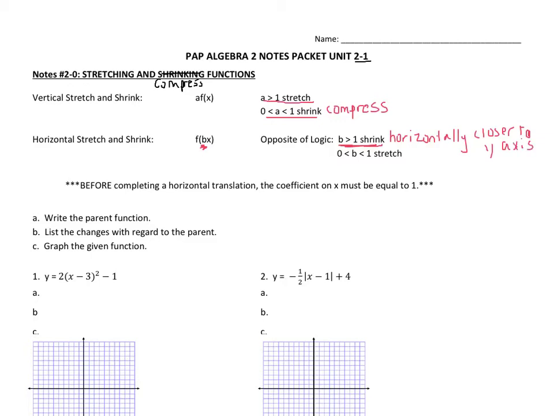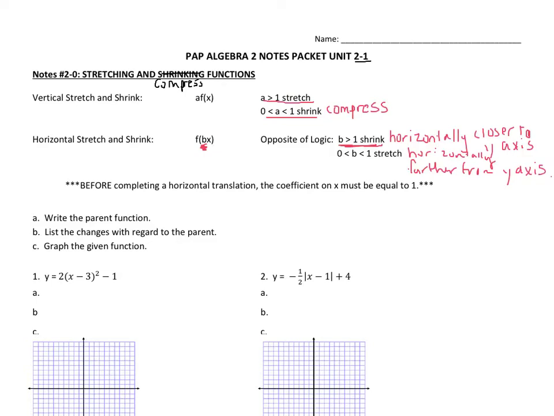Okay, and then when the number that's being multiplied by x is between 0 and 1, it's going to stretch horizontally. Which means that it's going to get further from the y-axis. So it's actually going to get farther from the y-axis. Sorry, my handwriting is so messy.